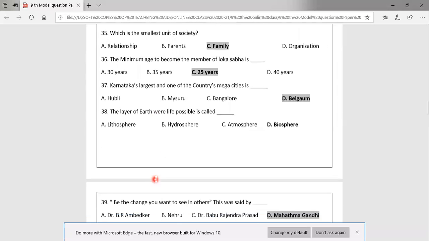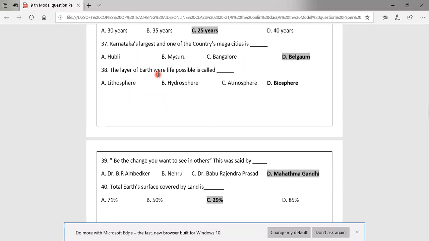Okay. 38th question is, the layer of the earth where life is possible is called dash. Option A, lithosphere. Option B, hydrosphere. Option C, atmosphere. Option D, biosphere. Option D, biosphere is the right answer.